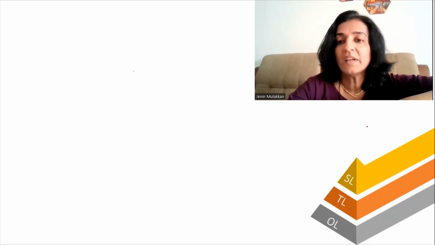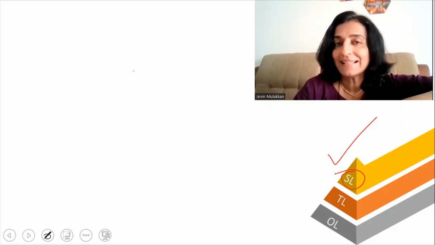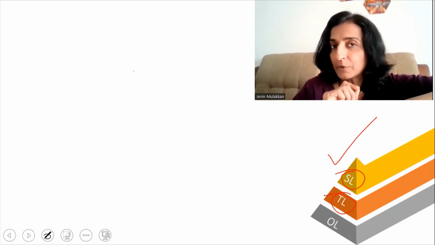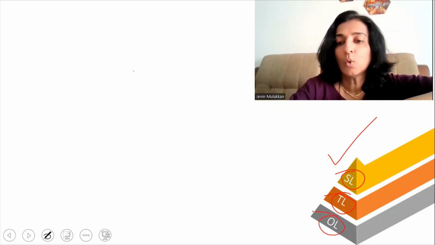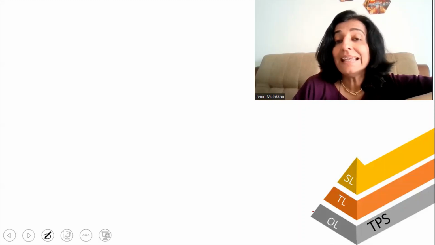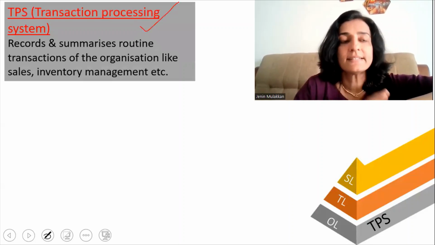So I've just copied the organizational pyramid here. At the top level, you have SL, that stands for strategic level. The next level, TL, stands for the tactical level, and OL stands for the operational level. So we will start from the bottom. What is the information system that is used by the operational level? It is TPS. TPS stands for Transaction Processing System.